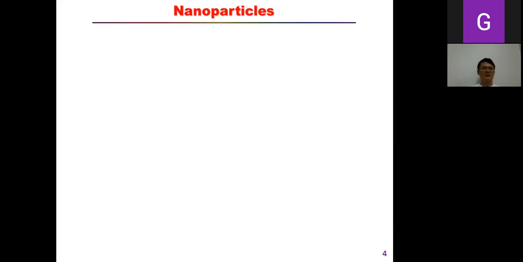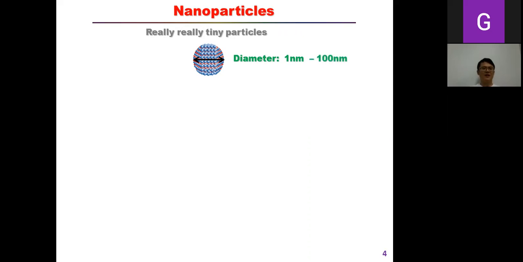When we talk about nanoparticles, we are talking about really tiny particles that have a diameter of between 1 nanometer to 100 nanometers. The field of science that researches this stuff is called nanoscience, which produces many new materials that have useful properties.